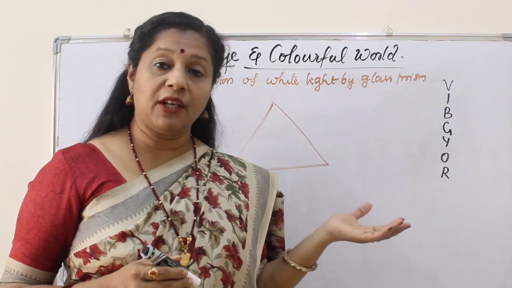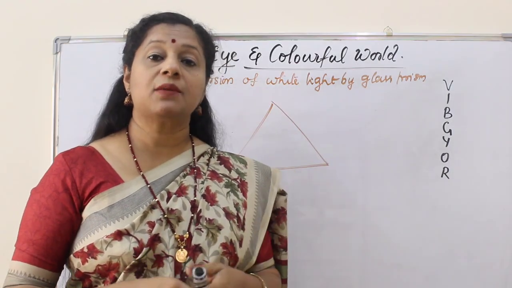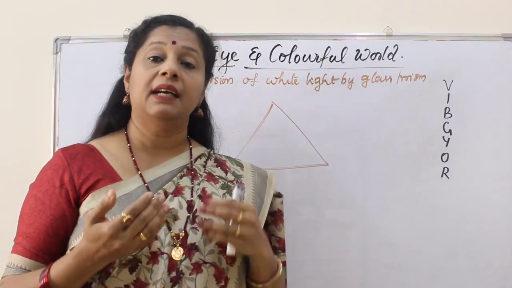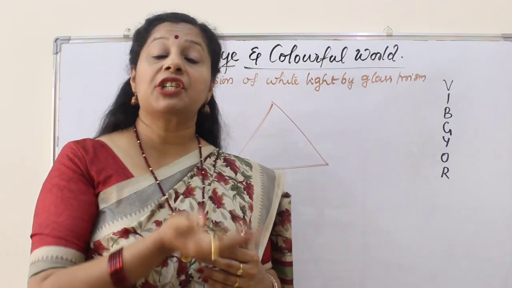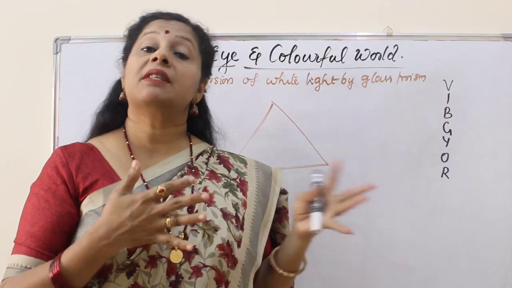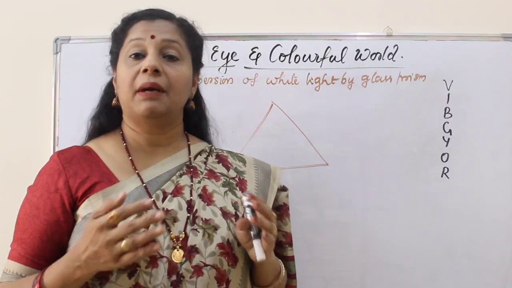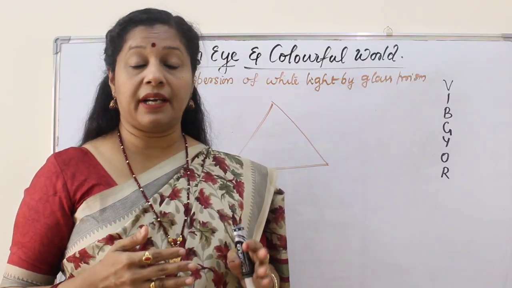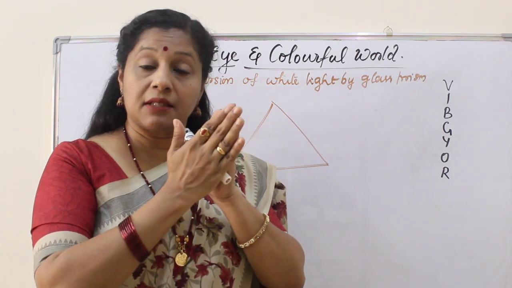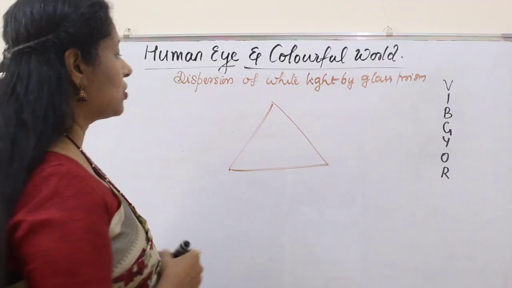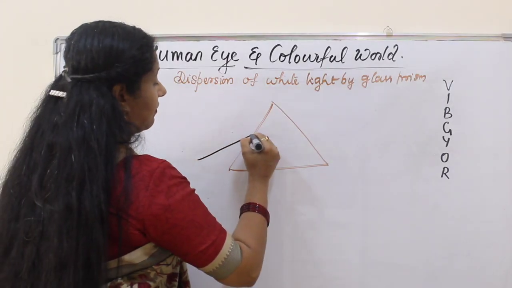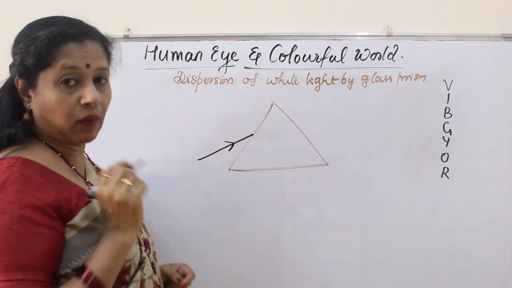The previous phenomenon was refraction, which means when light enters from an optically denser medium into a rarer medium or the other way around, the direction of light changes because the velocity of the light changes. But here we are talking not about refraction, but the light splitting up into its component colors, that is called dispersion. So suppose this is the white light falling on it.